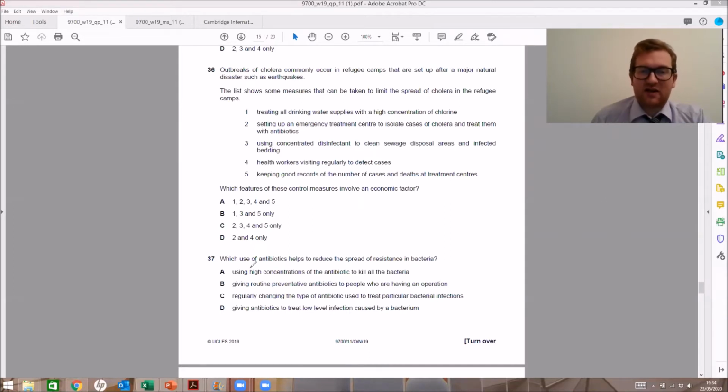Question 37, which use of antibiotics helps reduce the spread of resistance in bacteria? Okay, well, using a high concentration of that antibiotic to kill the bacteria doesn't really reduce the spread of it. It does increase the chance of successfully killing the bacteria, but it doesn't reduce the spread of resistance as such. Okay, so option A is incorrect.